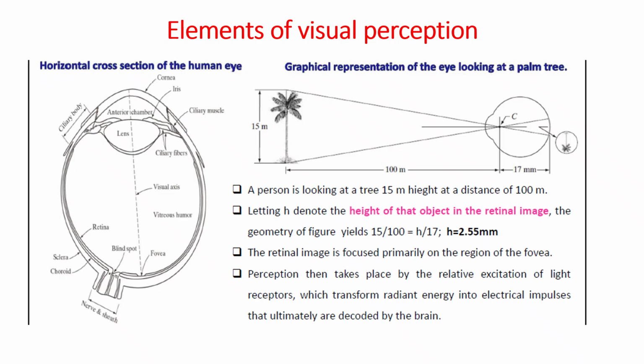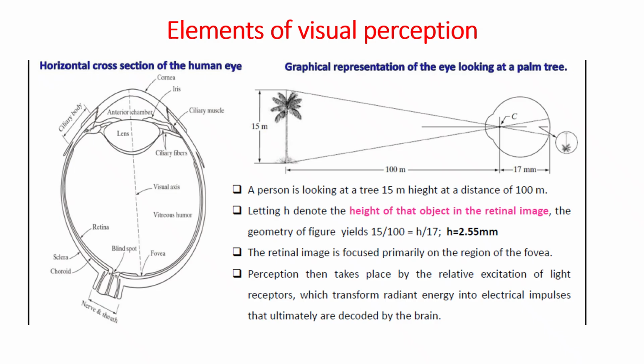A person is looking at a tree 15 meters in height at a distance of 100 meters. If H denotes the height of the object in the retinal image, then the geometry of the figure yields 15 by 100. For example, if the height of the palm tree is h1 and the image formed at the retina is h2, then 15 by 100 equals h2, which is unknown, by 17. 17 is the distance from the lens to the back of the eye. So 2.55 mm is the answer.